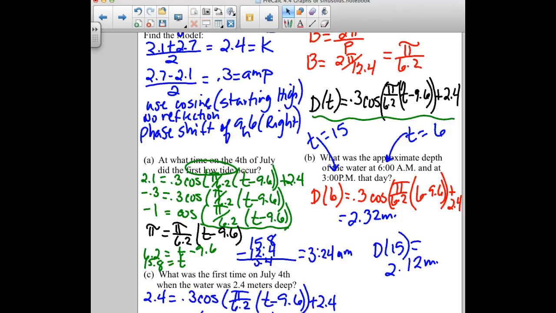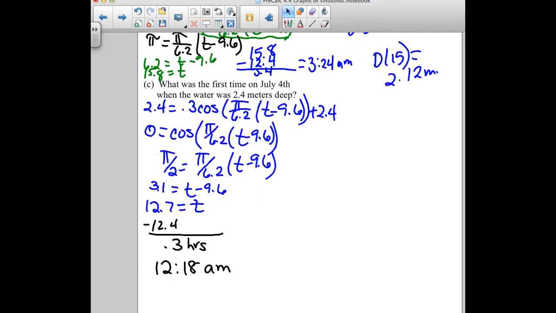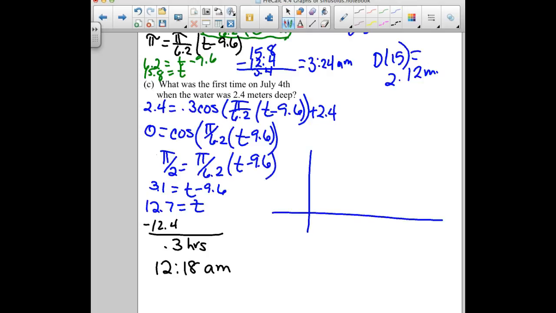Okay, questions? All right, I will come around. If you weren't getting those answers on your calculator, we'll try to troubleshoot that in just a second. I want you to think visually of this graph. This is time, this is depth, right? We said at 9.6 hours, we were up here at 2.7, yes? And we had a line at 2.4 for our new zero, and our low point was at 2.1.